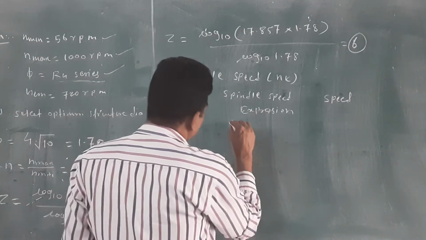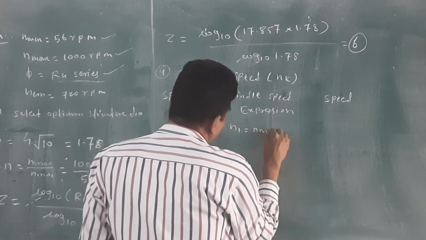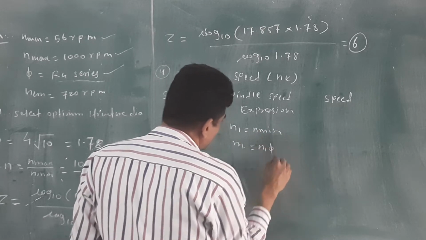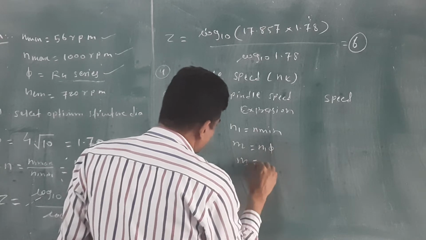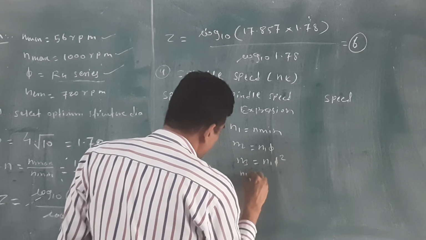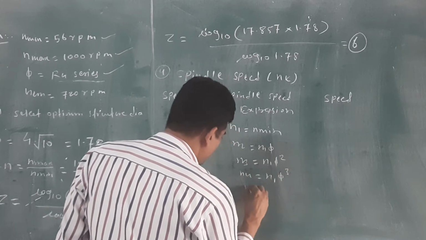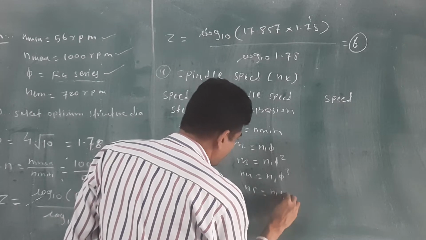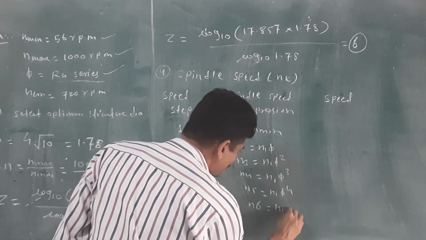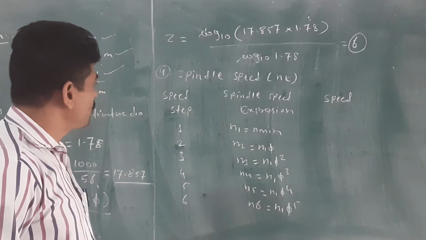First, how to calculate n1? n1 is nothing but n minimum. How to calculate n2? Yesterday we saw n1 phi. n3 is equal to n1 phi squared. n4 is equal to n1 phi cubed, n5 is equal to n1 phi raised to 4, and n6 is equal to n1 phi raised to 5. Okay, use this formula and put the values.